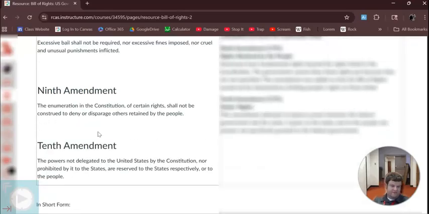The 10th Amendment is the last amendment to the original 10 amendments, the Bill of Rights, and it is: the powers not delegated to the United States by the Constitution nor prohibited by it to the states are reserved to the states respectively or to the people. Now, what the 10th Amendment does is it clarifies that there are certain powers or responsibilities that the U.S. federal government in Washington, D.C. handles. Things like defense, things like that.